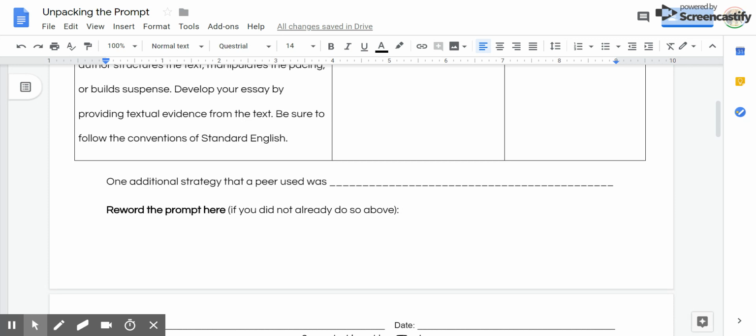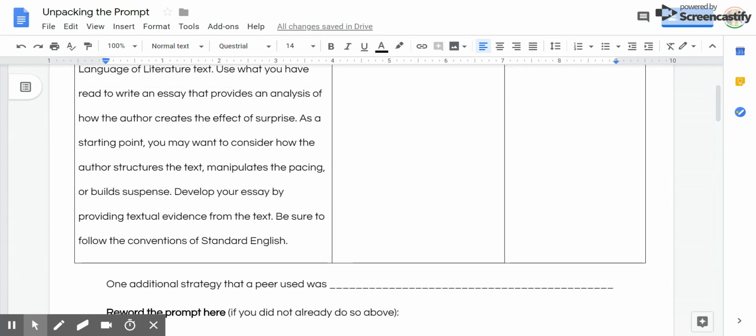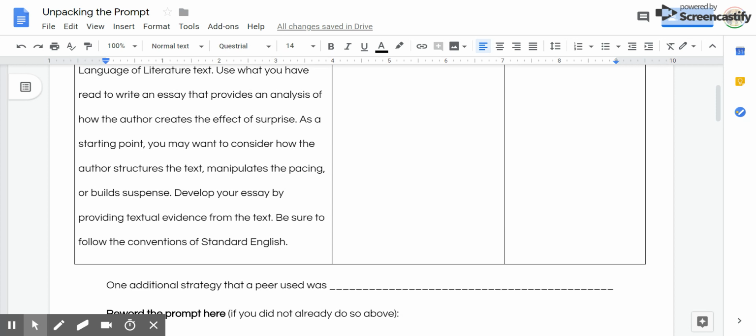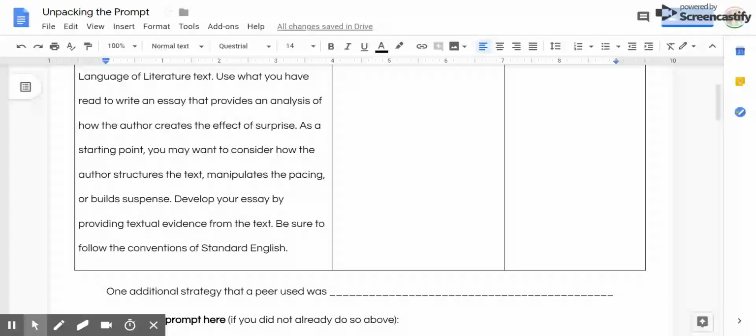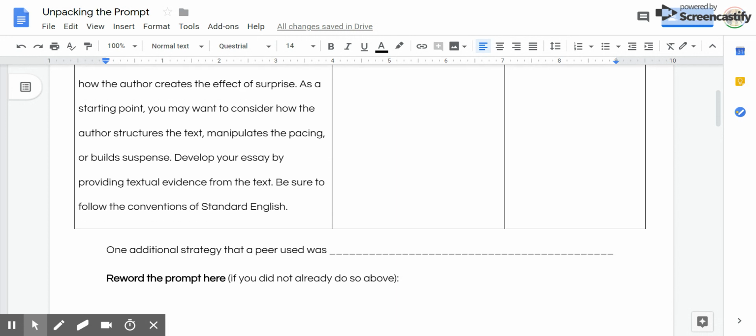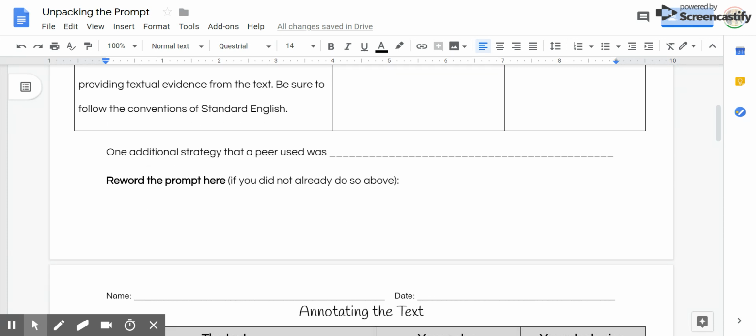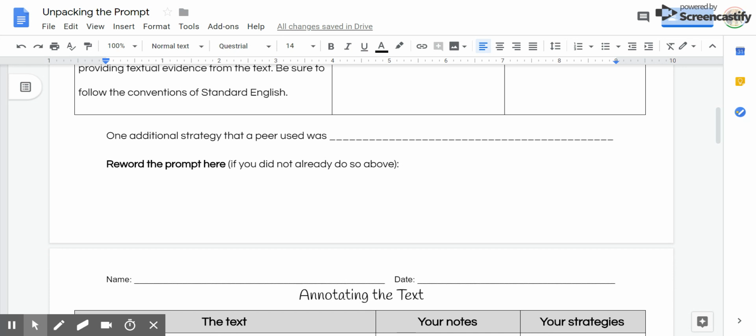If you didn't already reword the prompt, try doing it at the bottom. Show me that you know what you're supposed to be doing when you're writing this essay. Don't oversimplify, because a lot of these words are important about what you're supposed to be doing. But if the effect of surprise, or how an author structured the text, manipulates the pacing, or builds suspense, are not words that you would usually use, try using an alternative. Some words might be very important, but if you can find a better way of saying it that makes sense to you, put it down below.